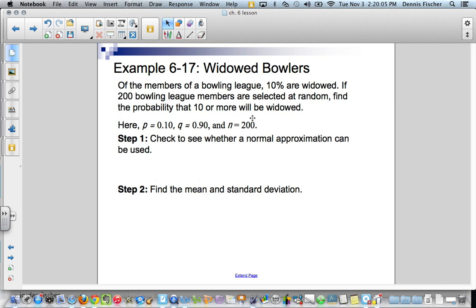Okay? Now if this problem says, what's the probability that more than 10 will be left-handed? Then this changes. More than 10, then it would be written as the probability that x is greater than 10.5. We're not including the 10. Does that make sense? So it changes how you write that, what you're looking for. You have to get into the wording part of these questions.